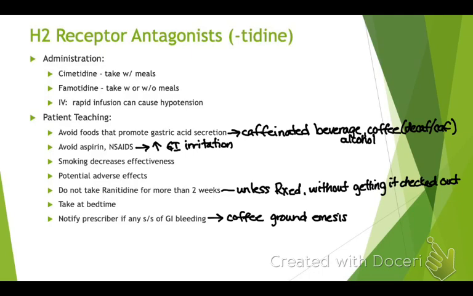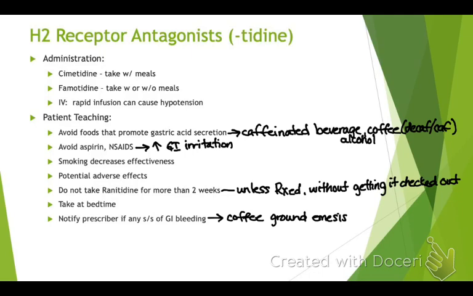Administration, so how do we take these drugs? Cimetidine, you're going to take it with the meals. Your famotidine, you're going to take with or without meals. It doesn't really make a difference. Patients that are in the hospital setting will get it IV. It's a rapid infusion. However, giving it too fast can cause hypotension, so we want to give it as a slower infusion rather than a rapid infusion.